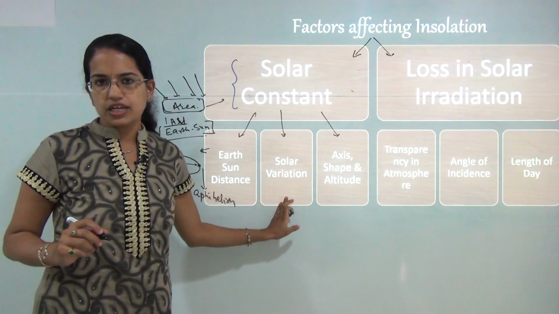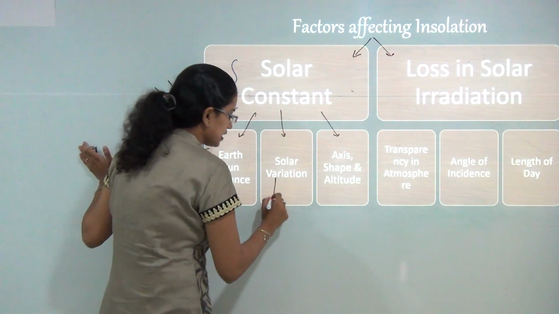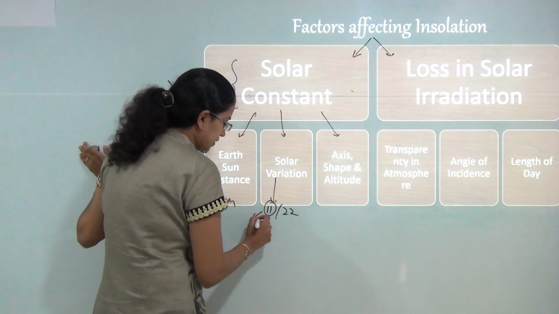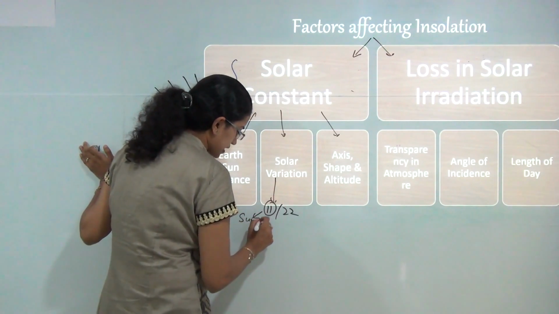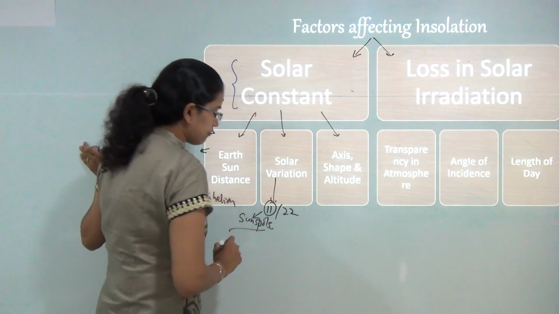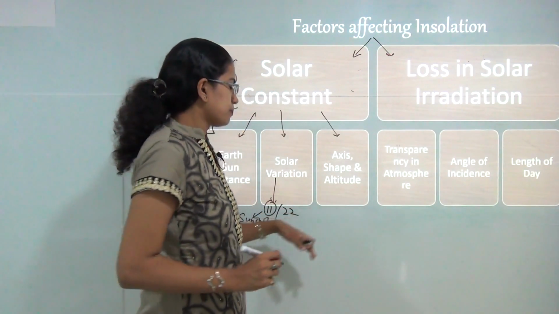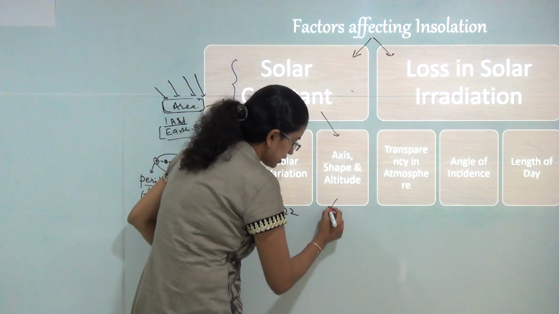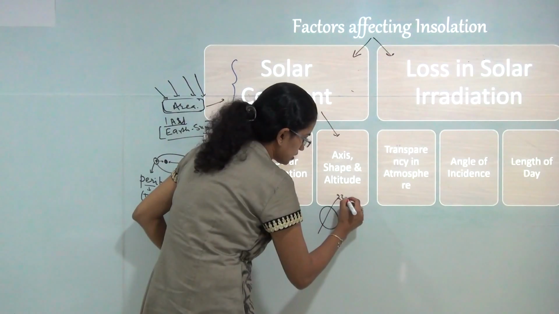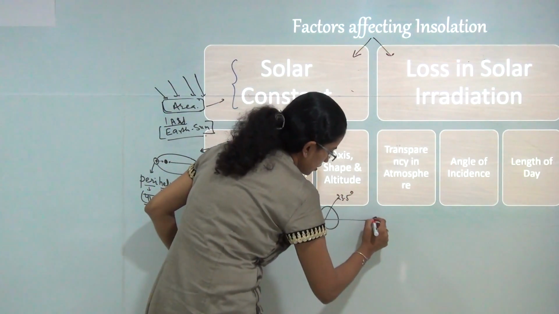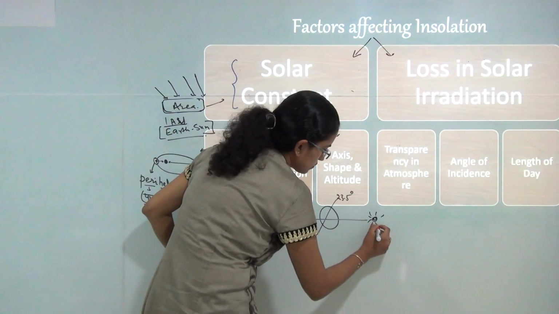Next is solar variation. There is an 11-year or 22-year cycle that operates, and the 11-year cycle is known as sunspots, and these sunspot activities affect the amount of insolation. Then axis, shape and altitude. Earth is tilted at an axis of 23.5 degrees, and this tilt is responsible for the incoming solar radiation from the sun.